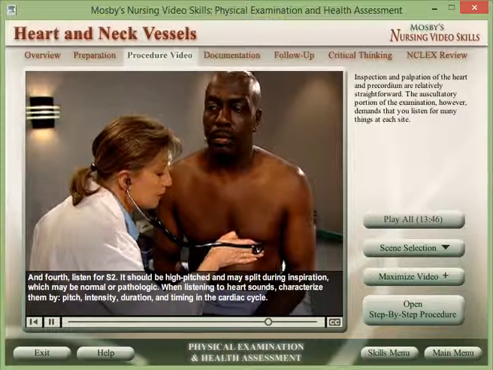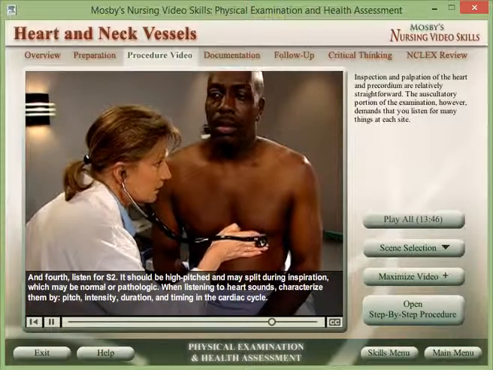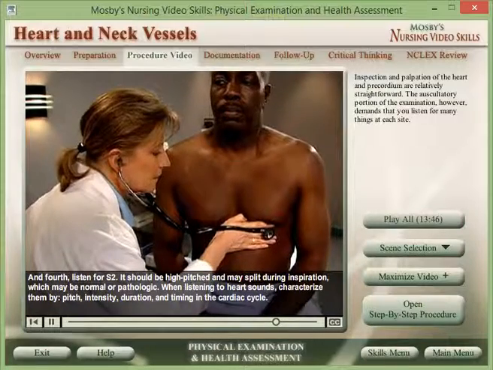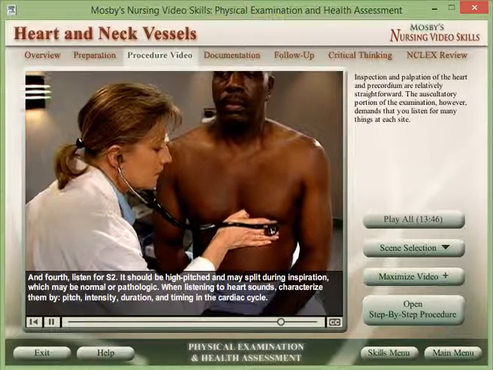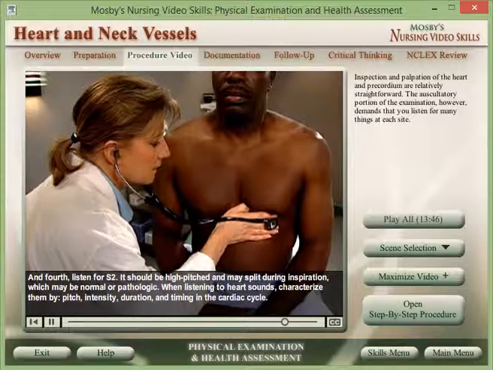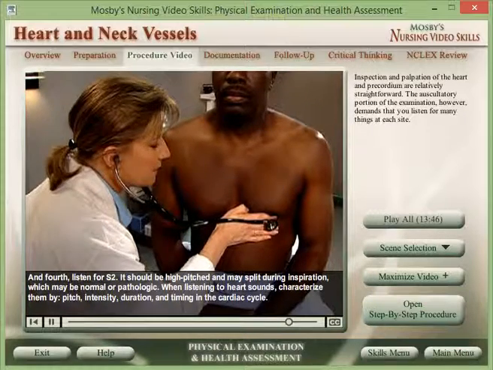Take a deep breath in and hold it. It should be high-pitched and may split during inspiration, which may be normal or pathologic. Exhale and breathe normal.